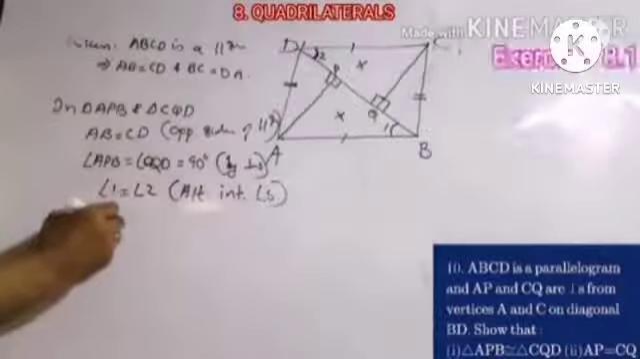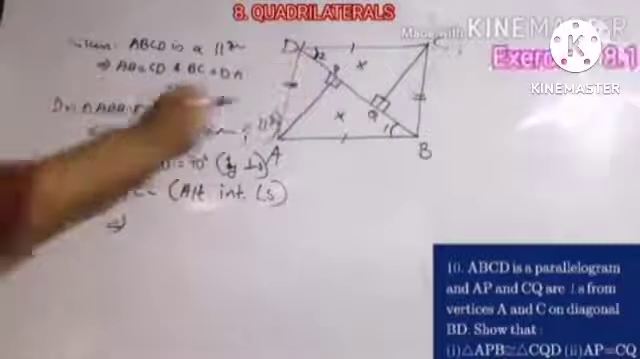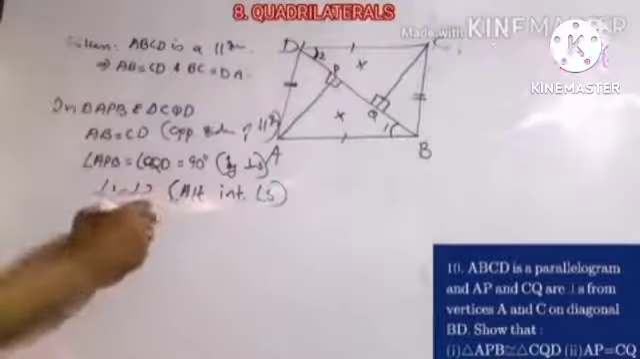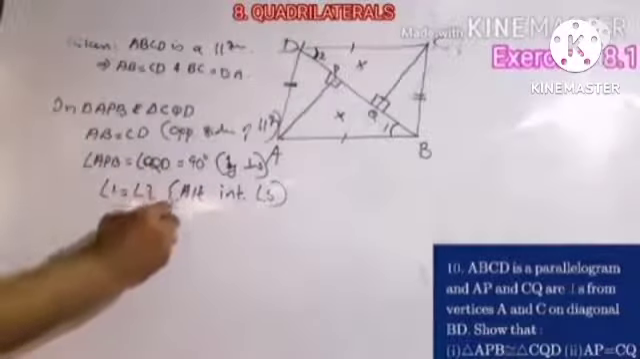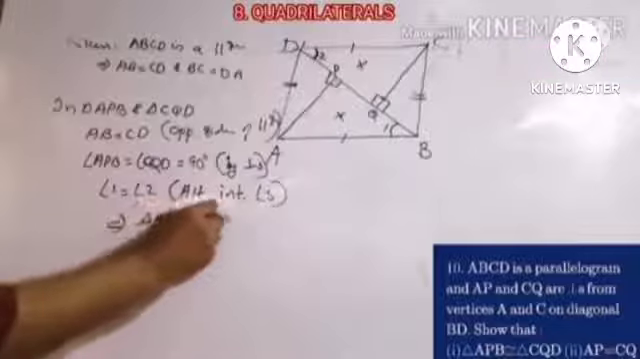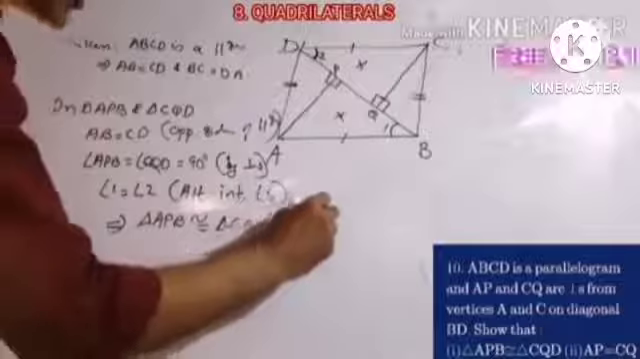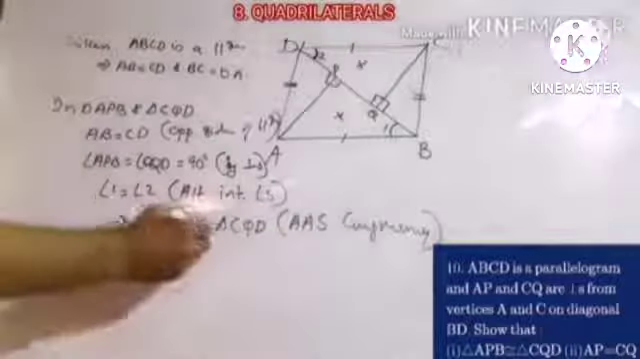Which implies now two angles and one side. Here it is clear that the side is not included. So we have to use AAS congruency, which implies triangle APB is congruent to triangle CQD by AAS congruency. So the first answer is completed.